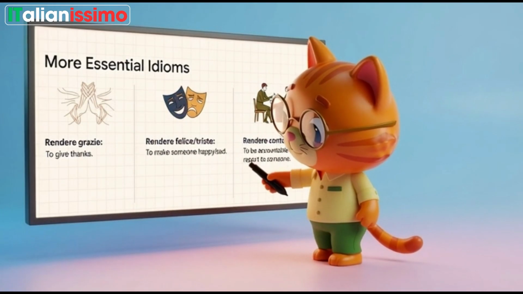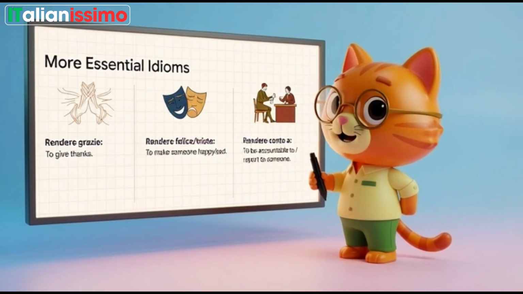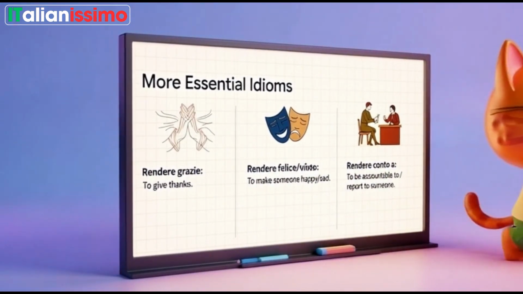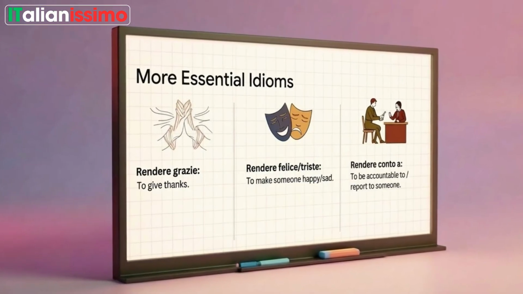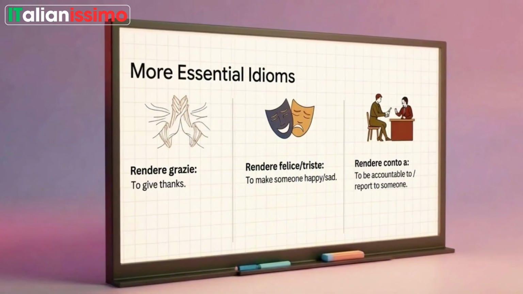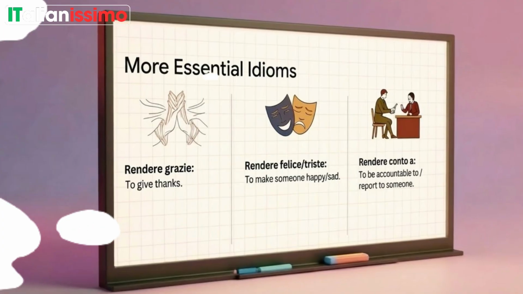All right, let's wrap this up with a quick lightning round of a few more must-know idioms. Rendere grazie is a more formal way to say to give thanks. Rendere felice or triste, to make someone happy or sad. Hey, you've already got that one down from the first part. And rendere conto a qualcuno means you're accountable to someone, like you have to report to your boss.